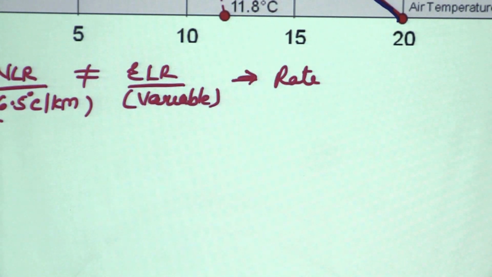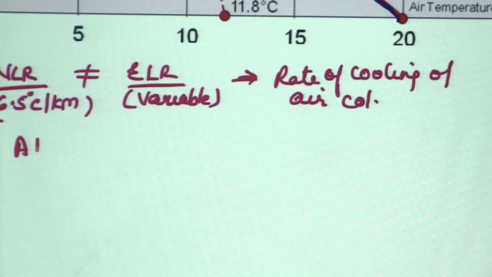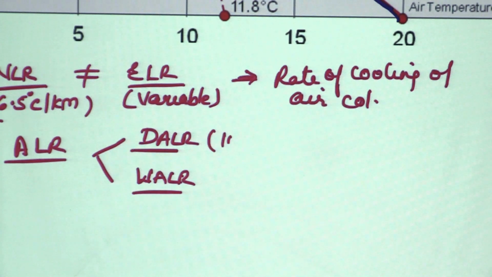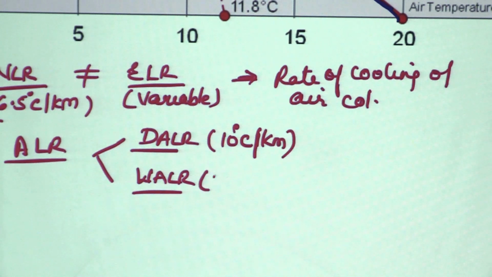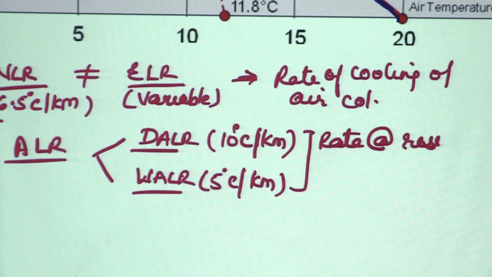Rate of cooling of air column. Adiabatic lapse rate is of two types, dry adiabatic lapse rate and wet adiabatic lapse rate. Dry is steeper, wet is retarded. Both represent the rate at which a rising air column cools.